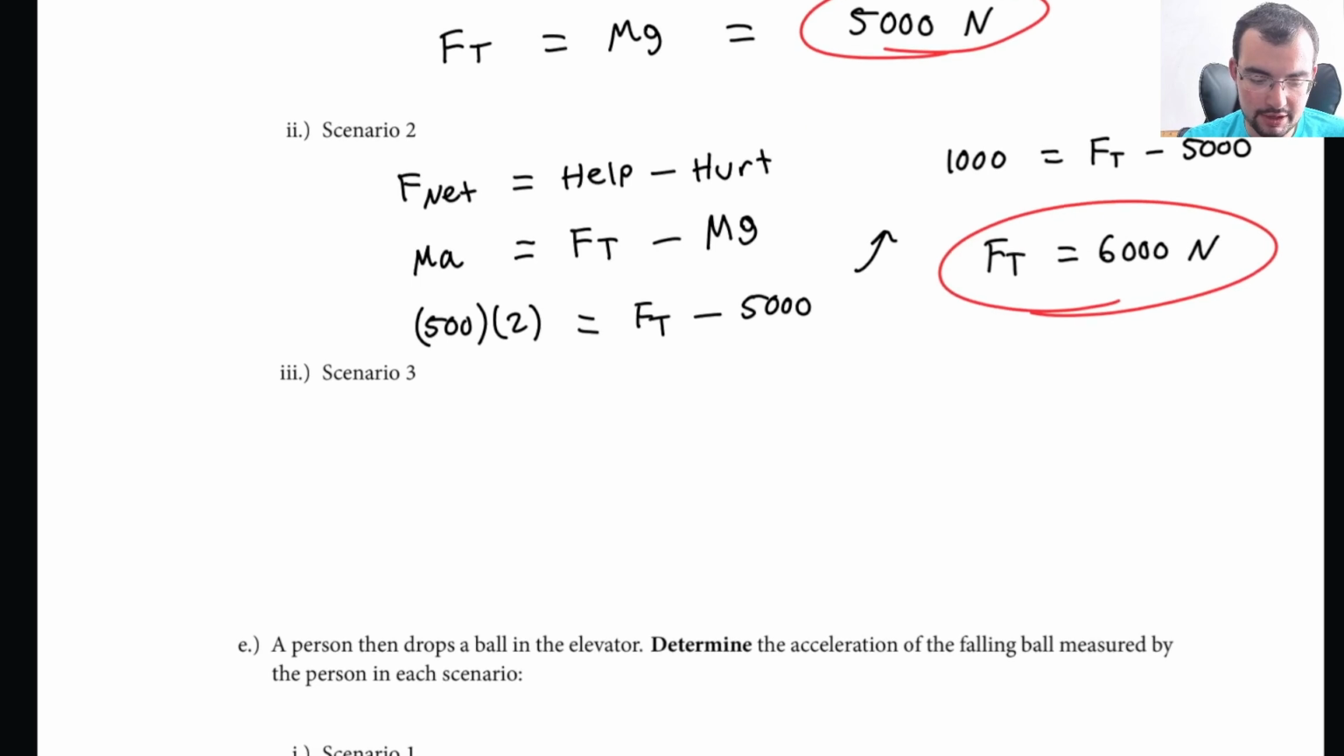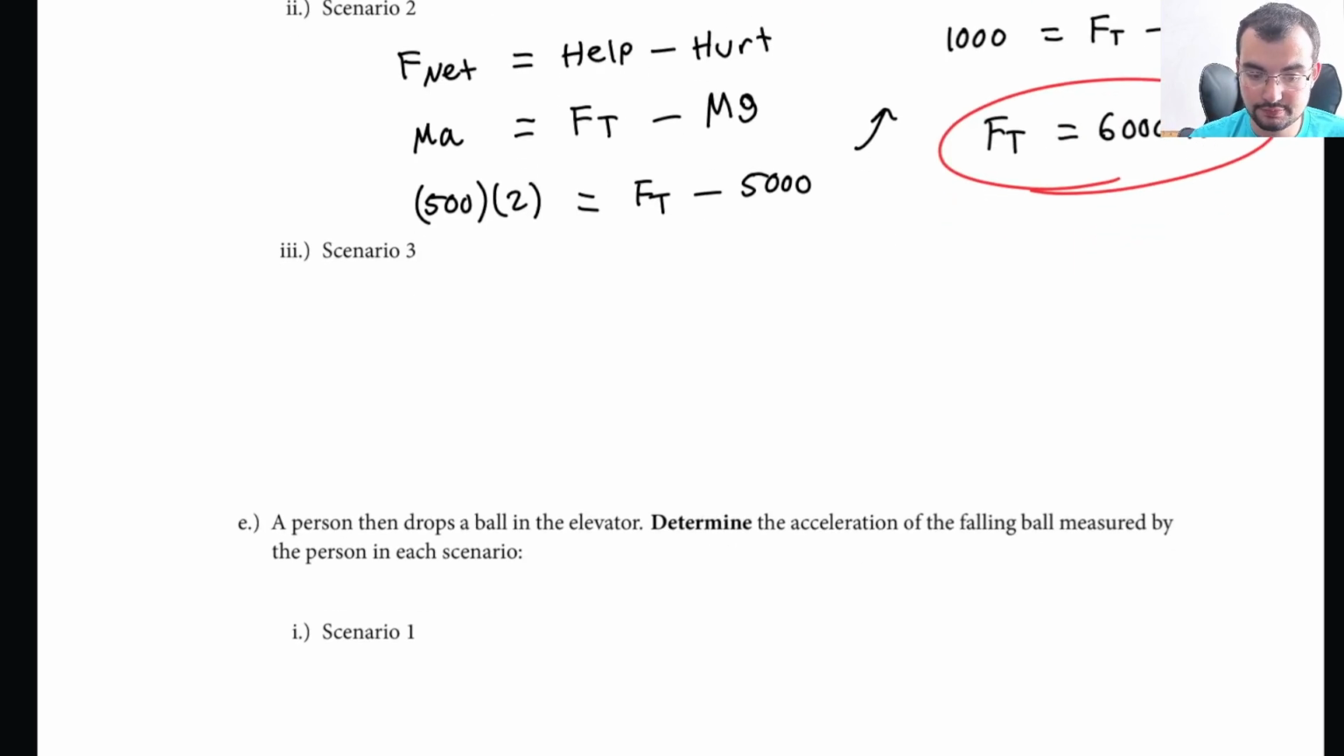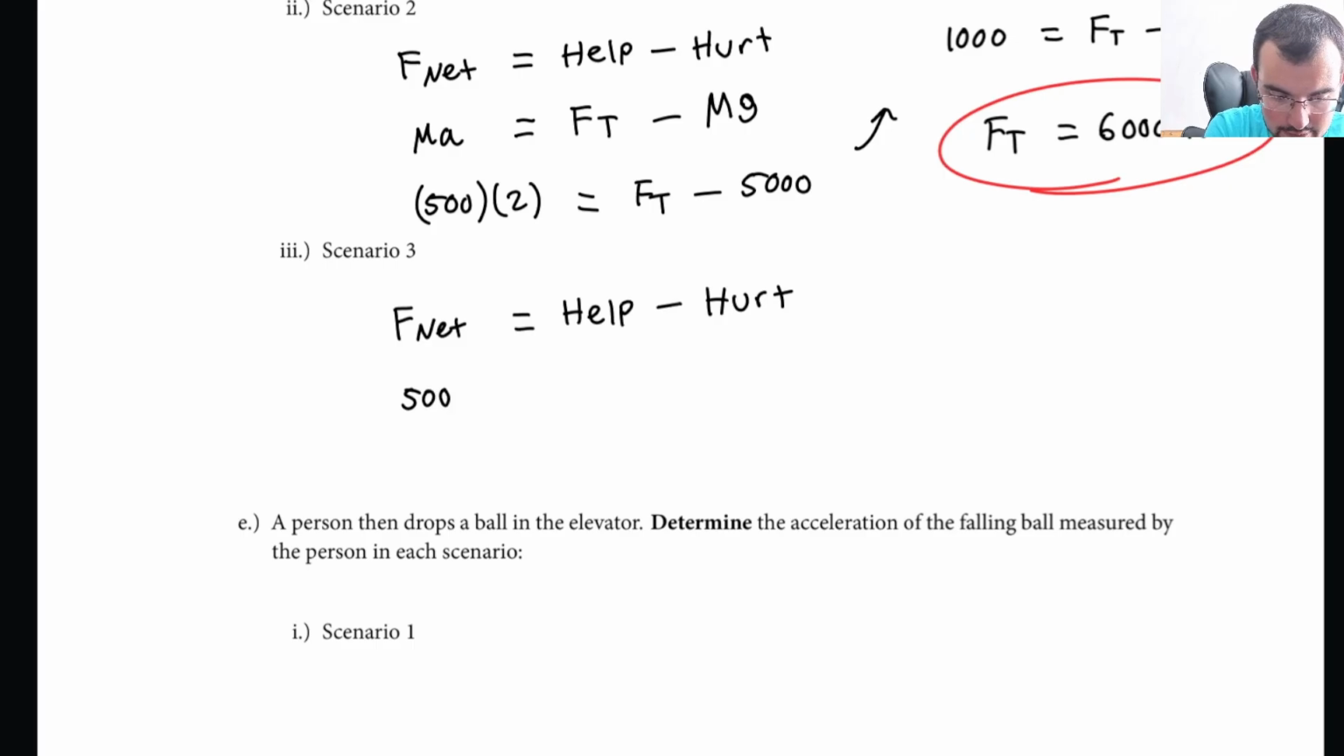Now we can do the same thing in scenario 3. We can write that our net force is still equal to the helping forces that help the velocity minus the hurting forces that oppose the velocity. So here, once again, we still have 500 newtons, but this time the acceleration is down. So there will be a negative acceleration.